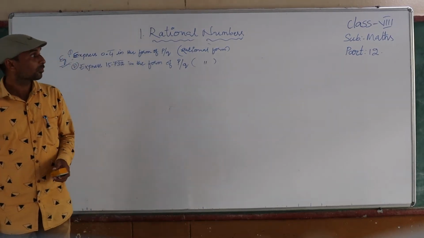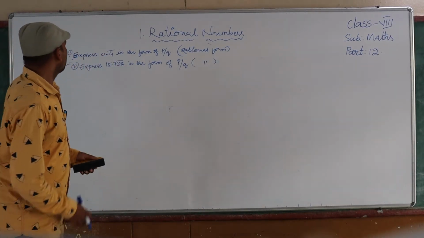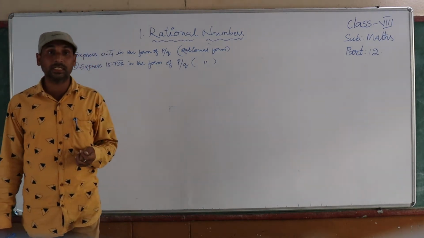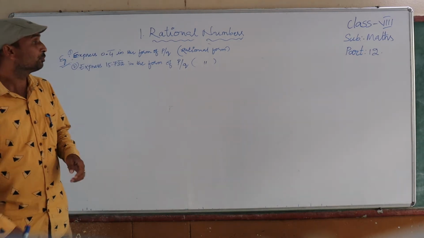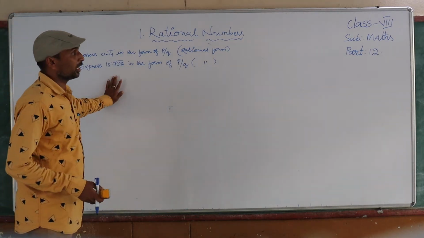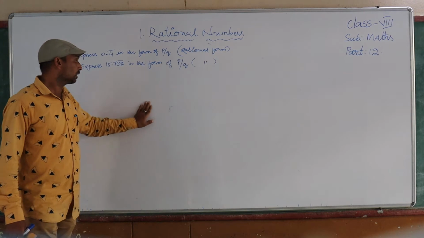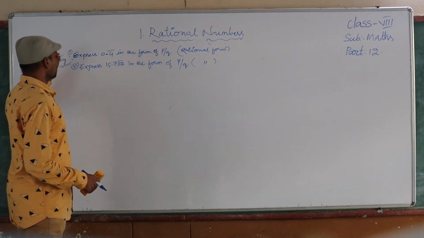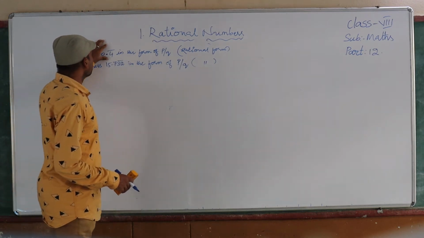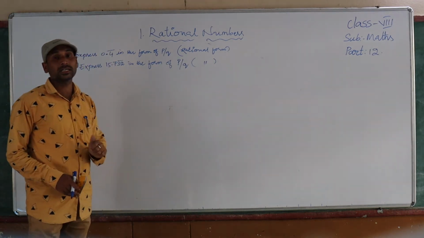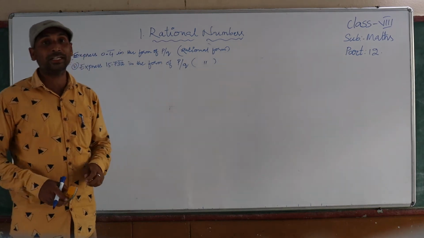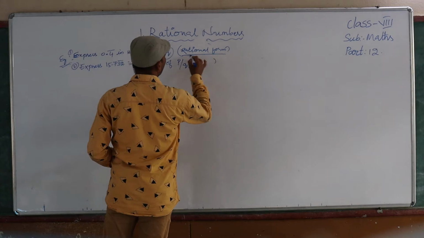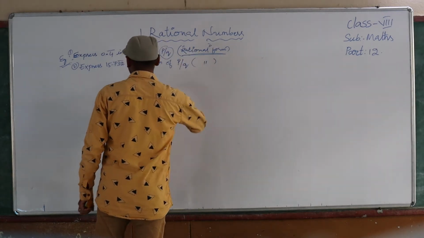Okay, children. So next we are going to discuss decimal numbers, how to write them in the form of p by q. This is a continuation of the 11th part. Let us see the first question: express 0.4 bar in the form of p by q. p by q is nothing but the rational form, that is, a rational number.